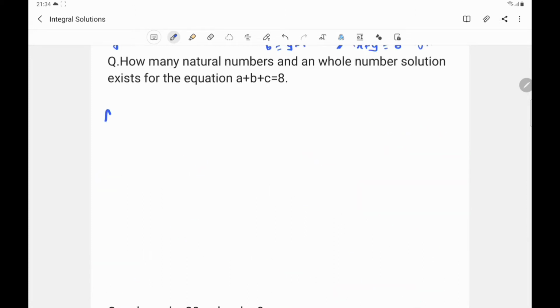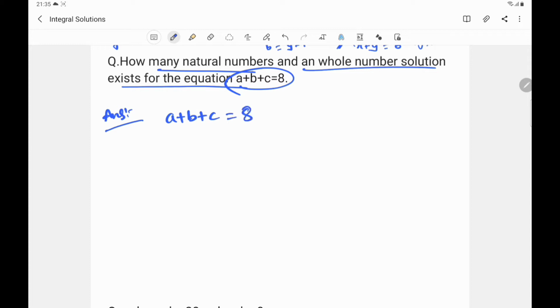Now let us look at this question. This question states that we need to find the number of natural number and whole number solutions for this equation, which is given as a plus b plus c equals 8. Now natural number solutions would be when a is greater than or equal to 1, b greater than or equal to 1, and c greater than or equal to 1. We have 8 balls, so we will have 7 gaps. I will select any 2 gaps. This will be the number of natural number solutions.